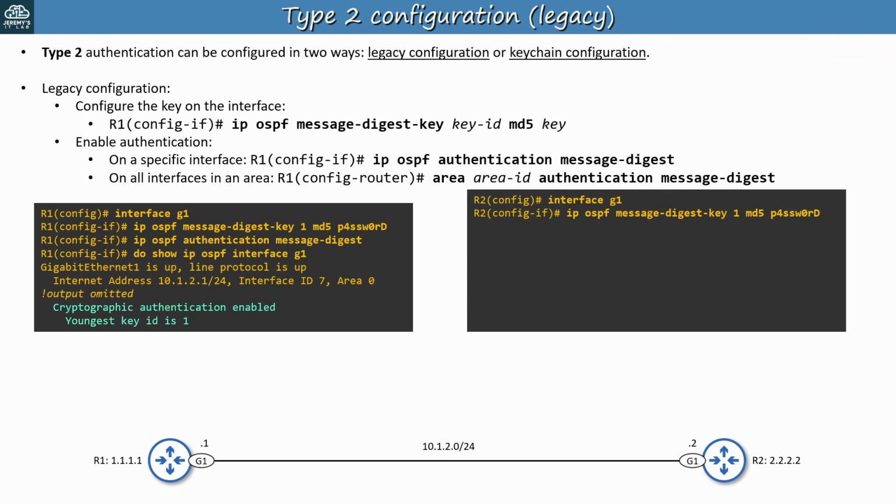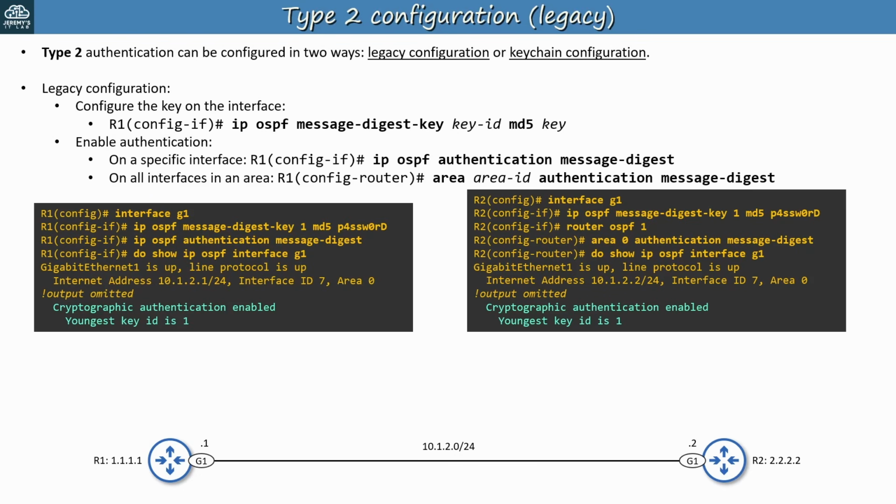Now let's configure the R2 side. First, I configure the key with the same command as on R1. This time, I enabled Type 2 authentication on all interfaces in Area 0 with area 0 authentication message digest. And the output of show IP OSPF interface is the same.